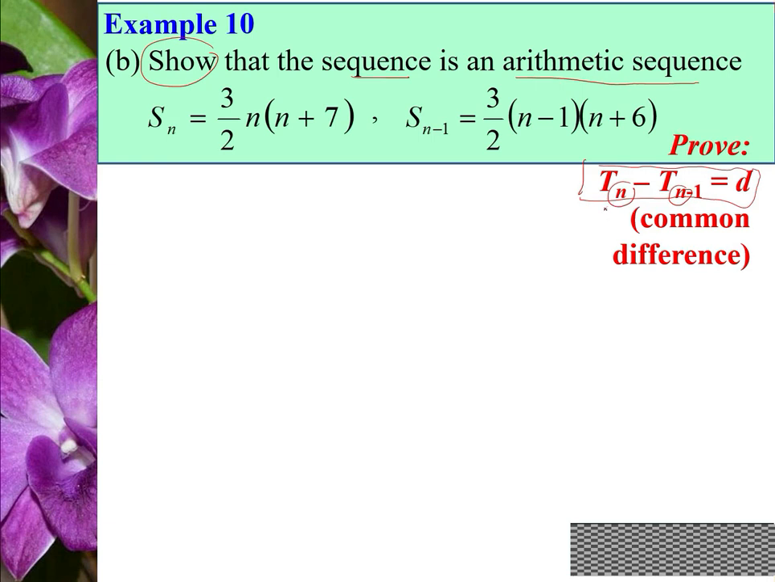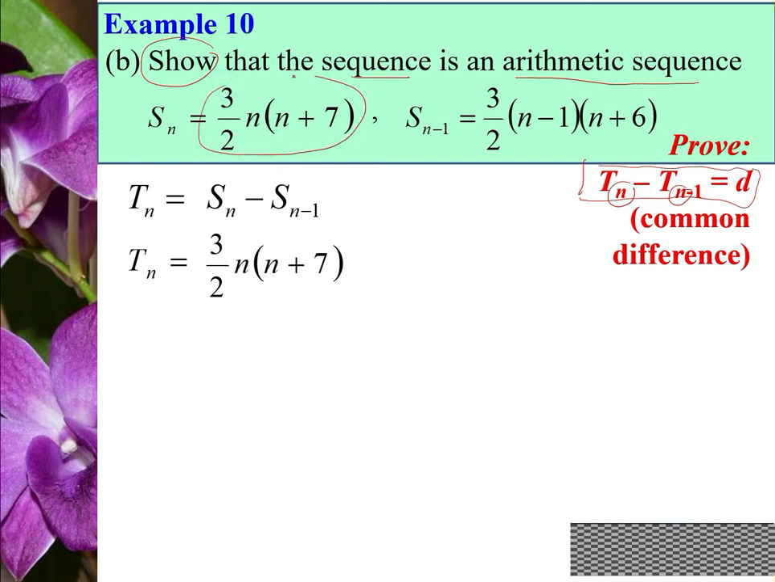But to prove this, we need the terms. But now we have the formulas for the sums only. We don't know what the Tn is. But remember, we have discussed the formula that we can use, which is the nth term is equal to the sum Sn minus the sum of n minus 1 terms. So this means we can just substitute in this Sn minus this Sn minus 1.